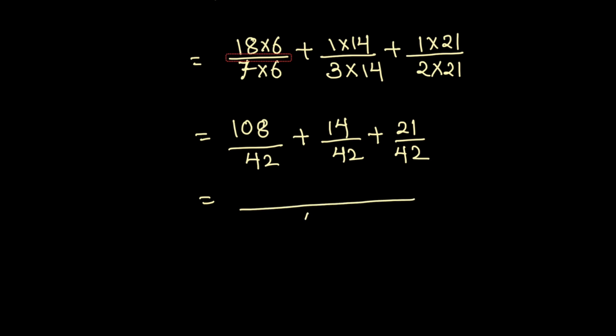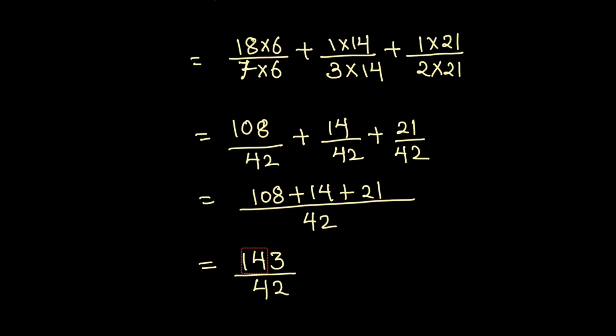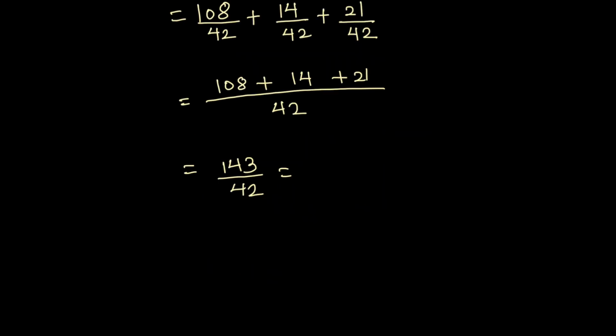We can add the numerators directly. So that's 108 plus 14 plus 21 divided by 42, which equals 14 plus 21 is 35, and 108 plus 35 is 143. So final answer will be 143 divided by 42. So this is our final answer.